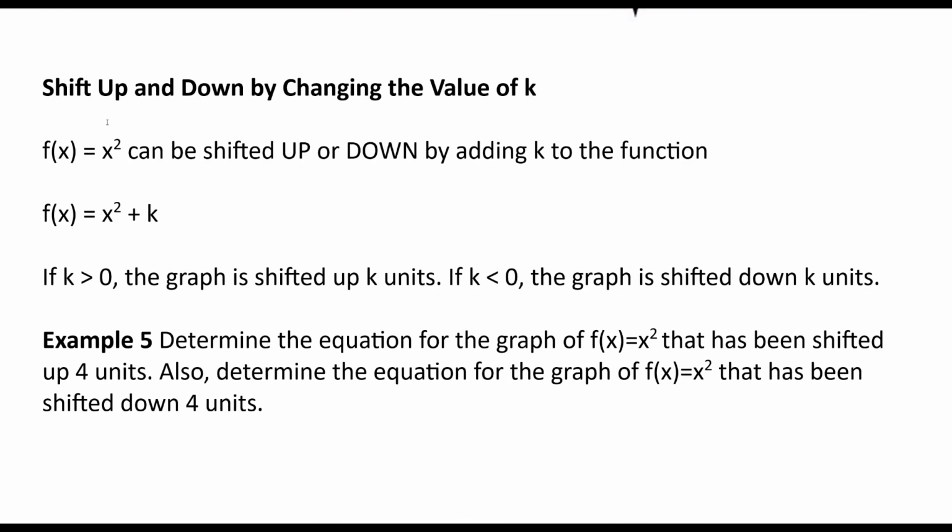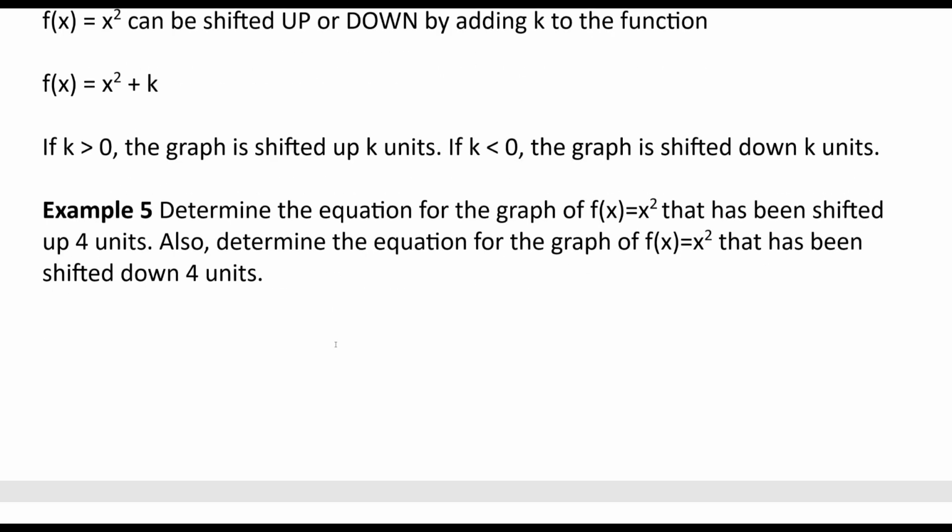So, shifting up and down by changing the value of k. If f of x equals x squared, it can be shifted up or down by adding k to the function. So f of x equals x squared plus k. If k is positive, it goes up that many units. If it's negative, it goes down that many units.